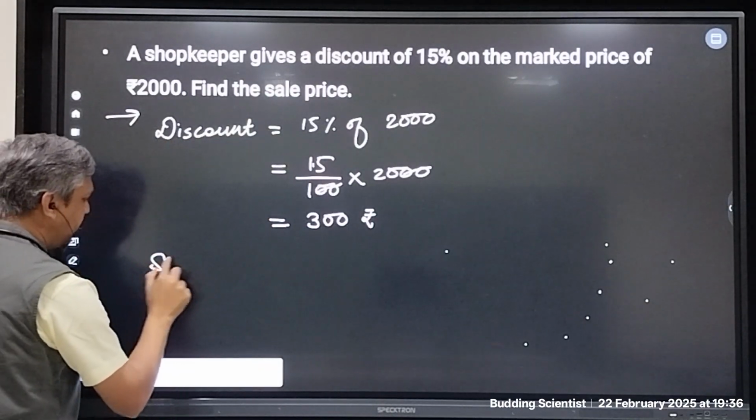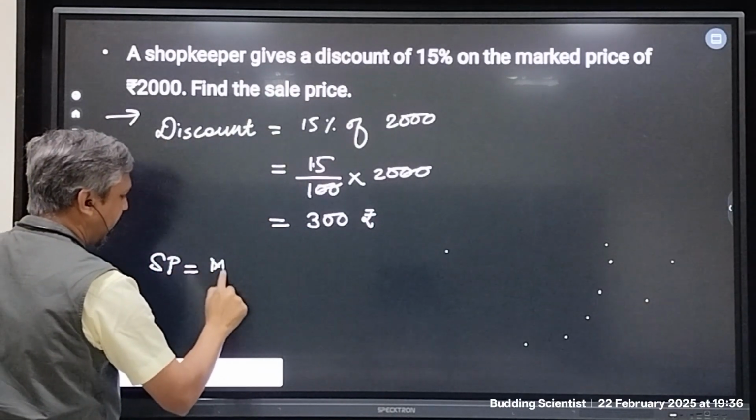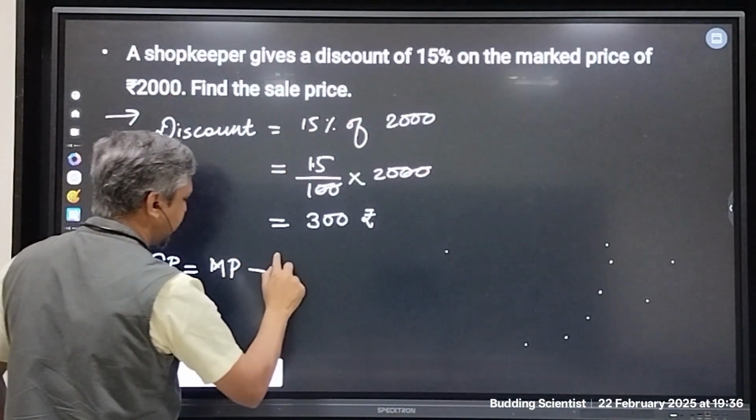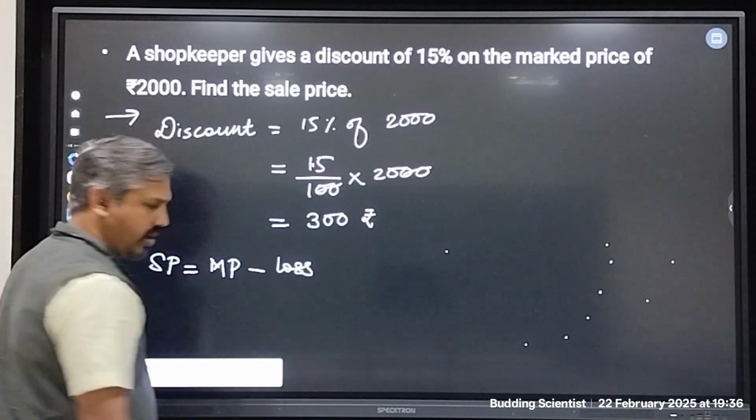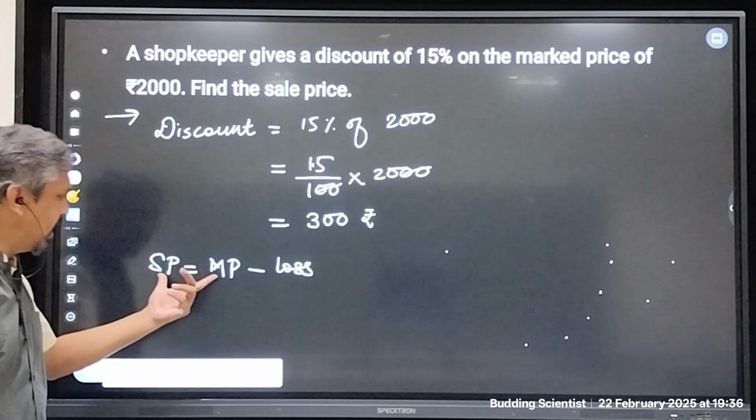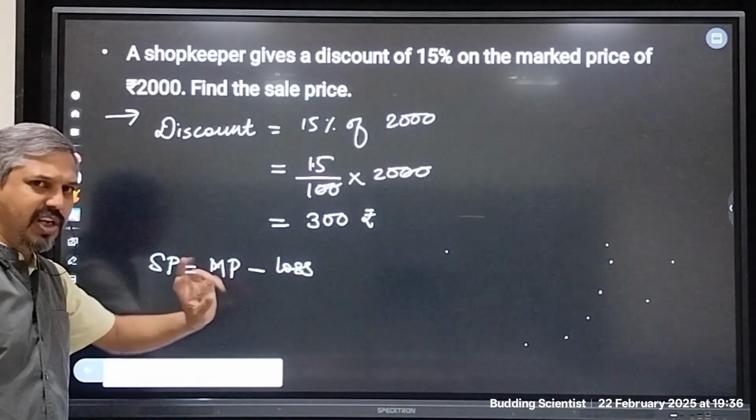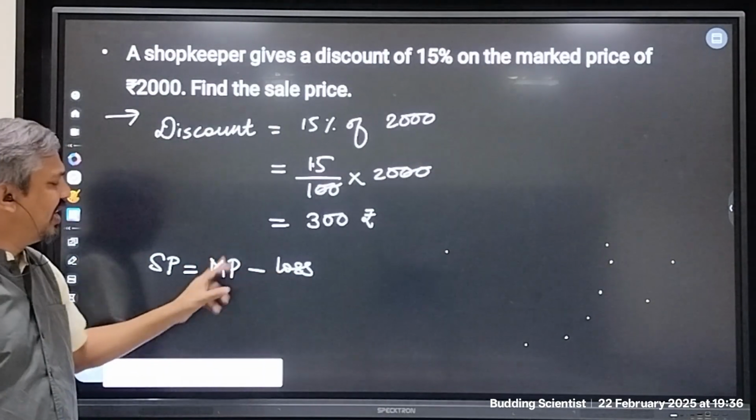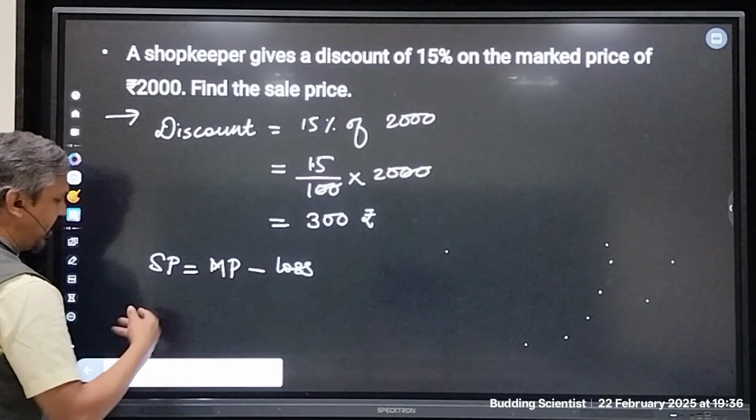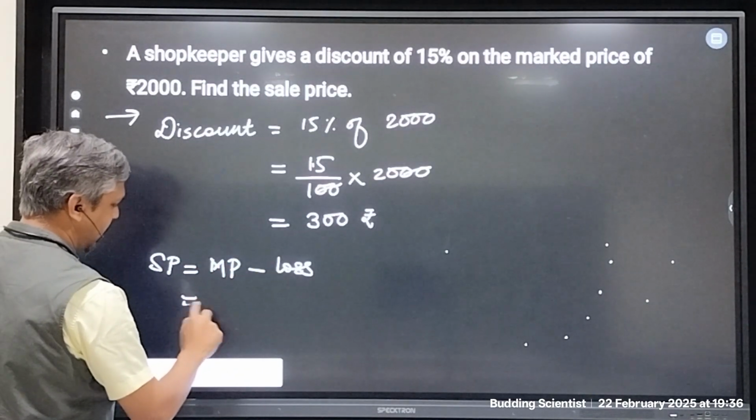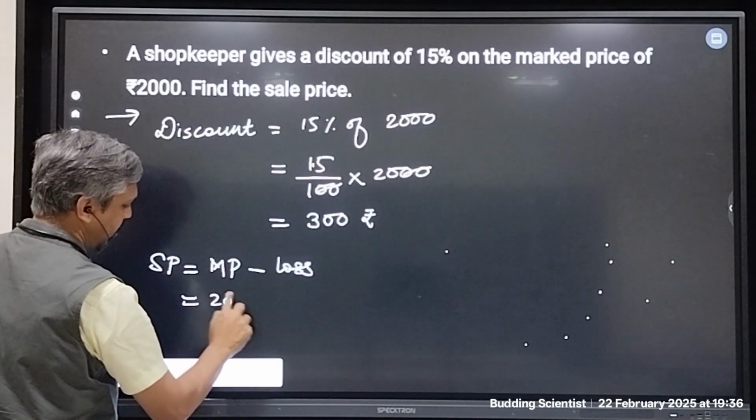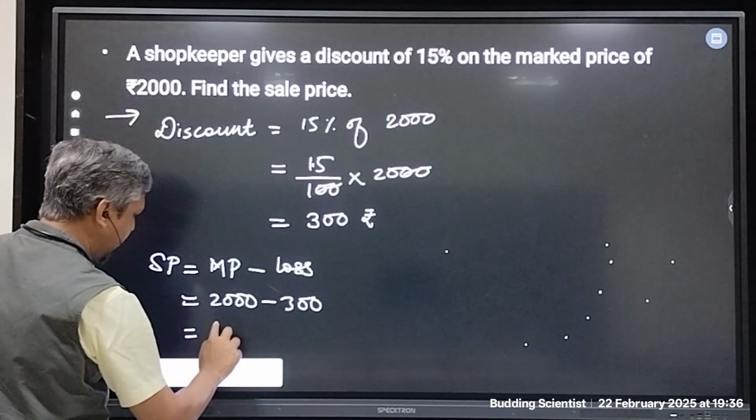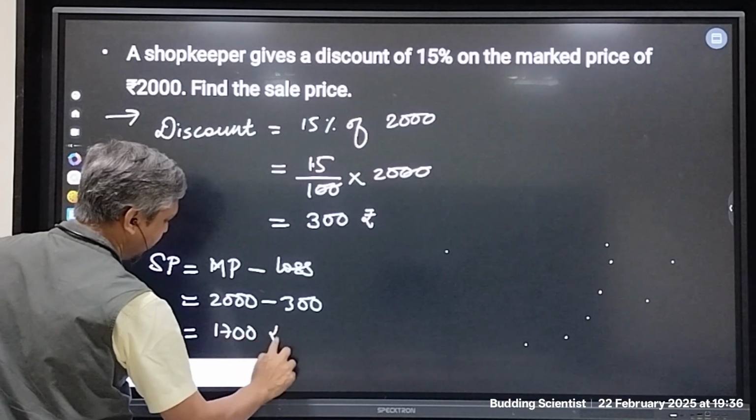The selling price is equal to mark price plus profit, but there is no profit in this case. So write minus loss. This is a very interesting formula. The formula remains the same. Instead of loss, if there is profit, the profit is positive, so write plus profit. Loss is negative, write minus loss. SP is equal to MP minus loss. MP is 2000, minus loss will be 300. This is equal to 1700 rupees.